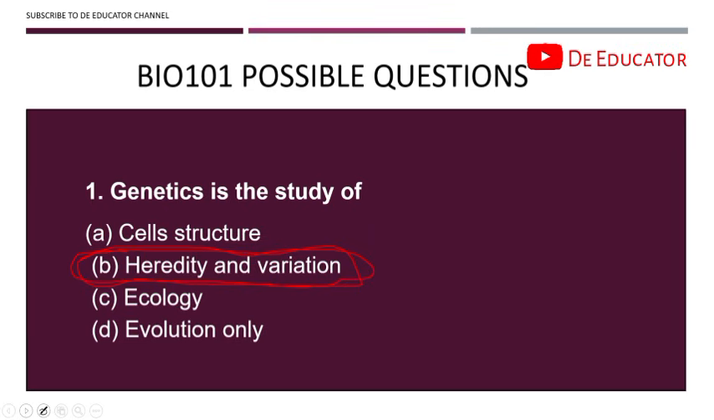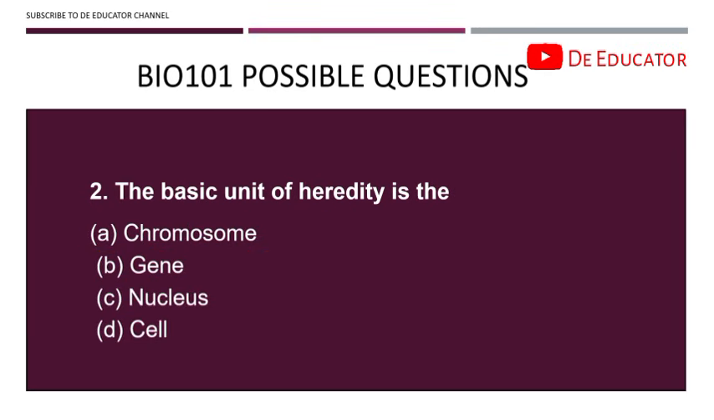Question 2: the basic unit of heredity is the gene. Please take note. Bio 101 is a very simple course and very easy to pass, but if you are not careful, you miss some very vital detail. When you see basic unit, ensure you read the question completely before you know which basic unit they are talking about, because the question can be structured so that the answer you'll be getting is cell. If they say basic unit of life, you know it is the cell. But if they say basic unit of heredity, you know it is the gene.